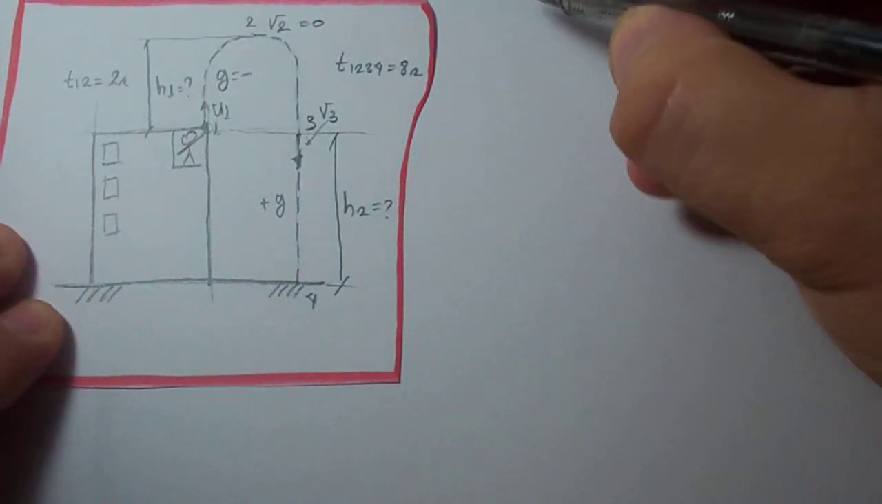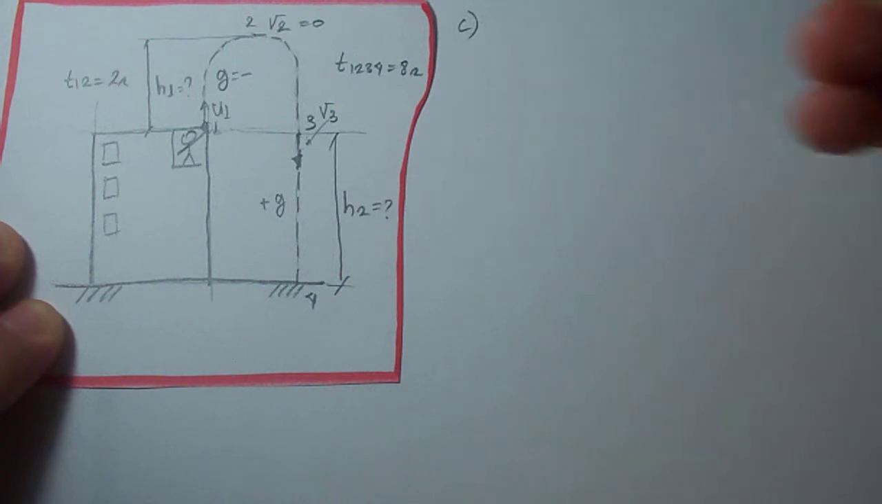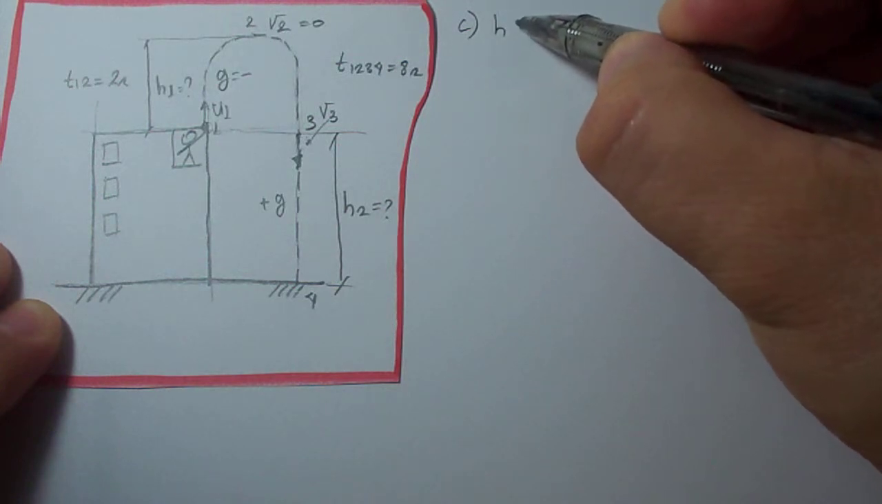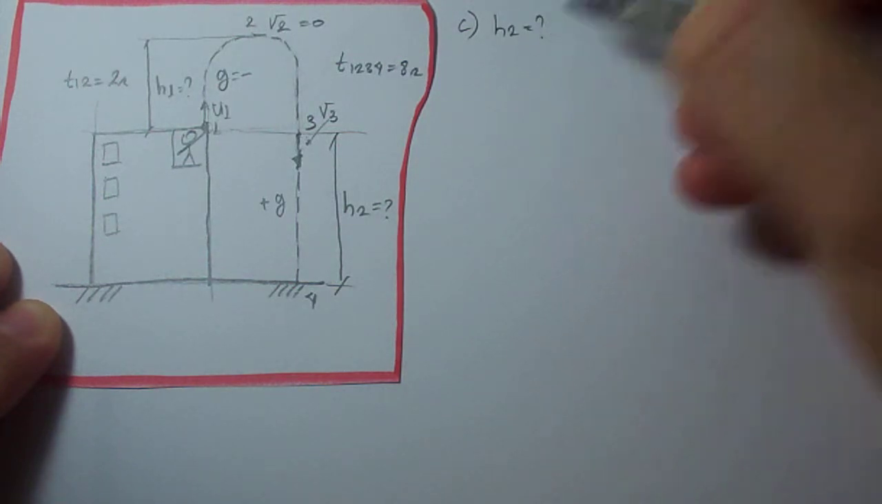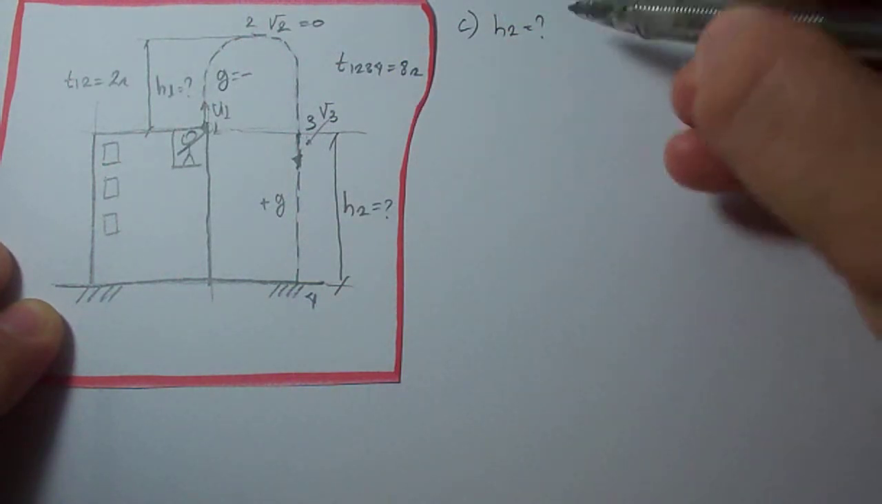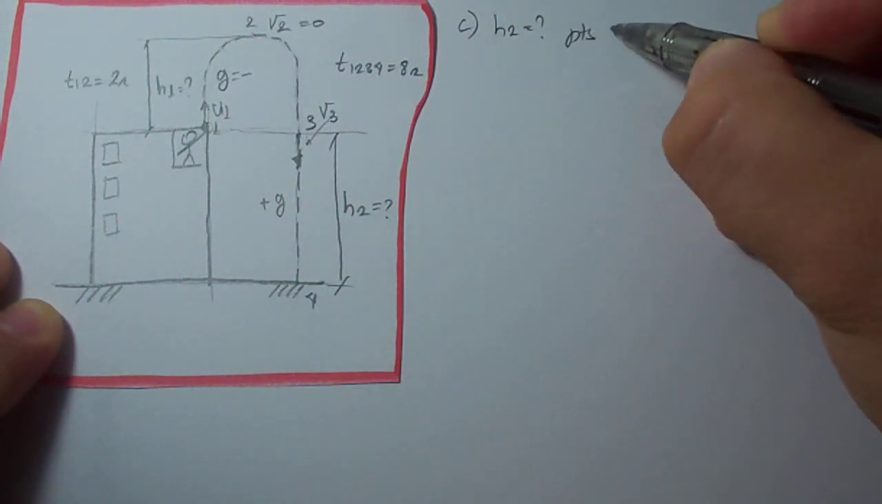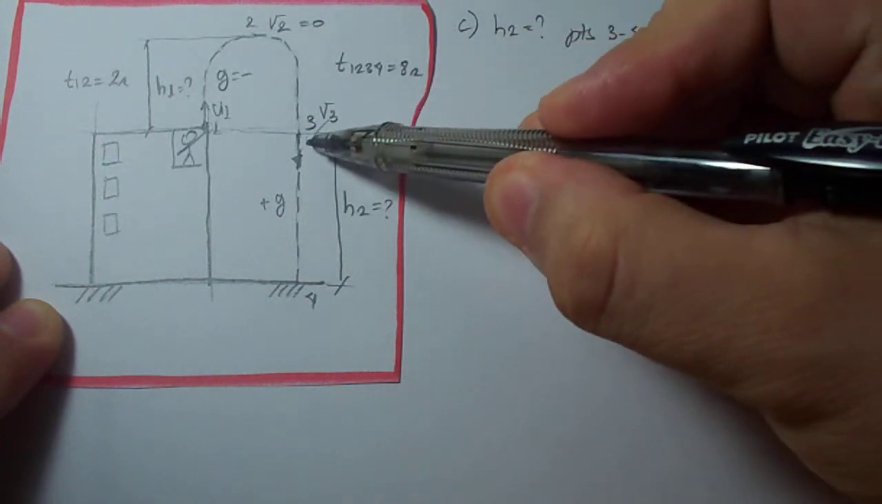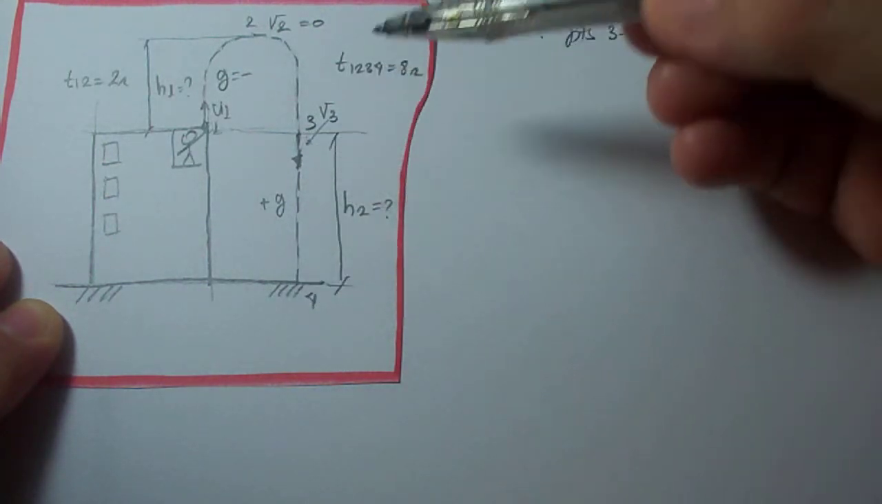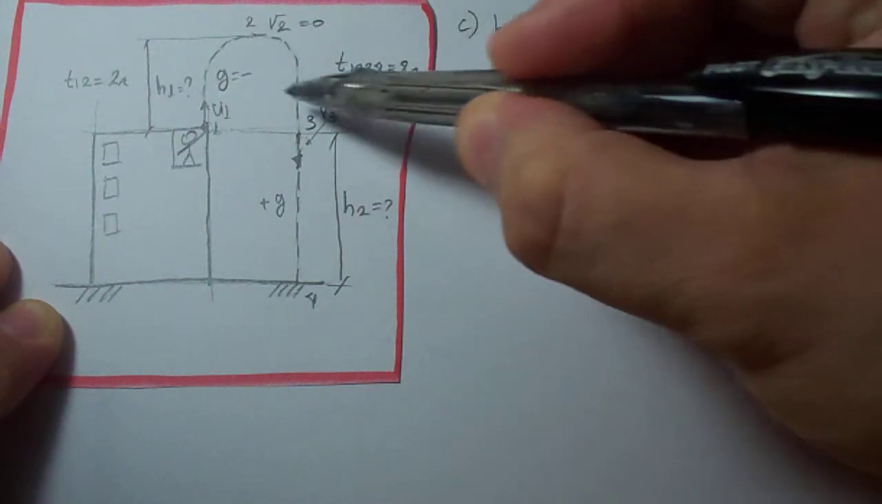As for item C and problem number 1, we are looking for the height of the building, which is H2. Now, I would like to consider points 3 to 4, which means that we have here point 3 going to point 4. There is a thing that you should remember here.